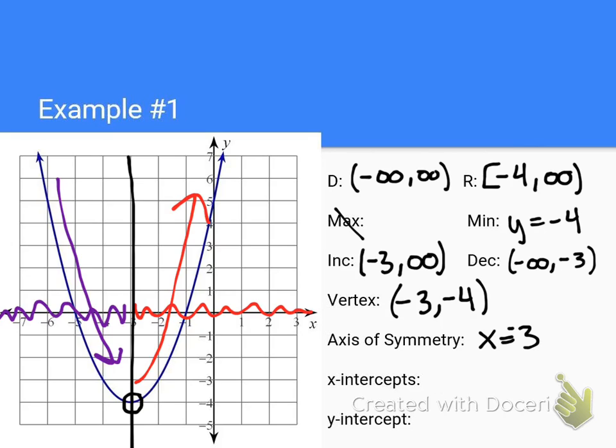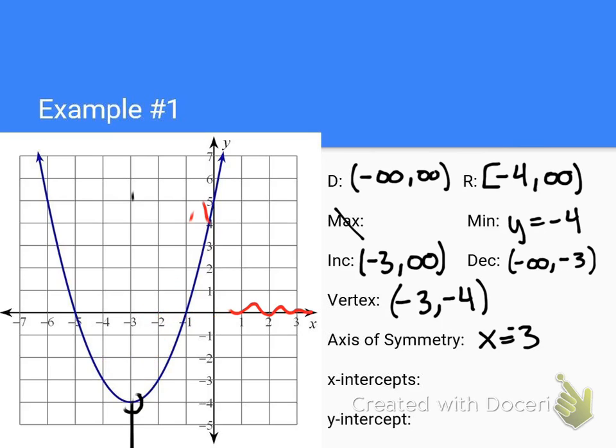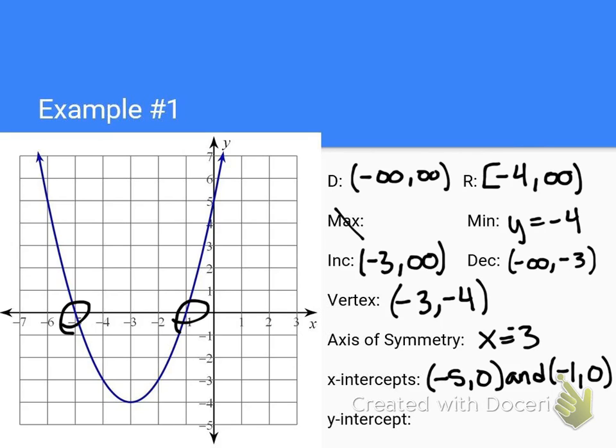Okay. The x-intercepts are where the graph meets the x-axis, so if I erase some of this, I can see that the graph crosses the x-axis at negative 5 and negative 1. So writing those as ordered pairs, I have negative 5, 0 and negative 1, 0. Okay, then the y-intercept is where the graph crosses the y-axis, so that's going to happen at 0, 5.